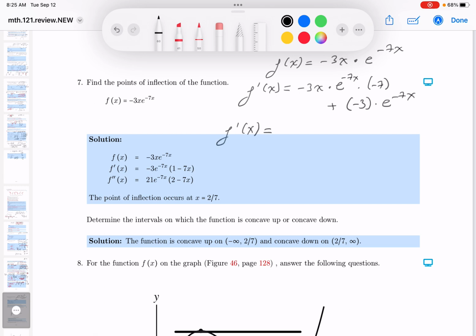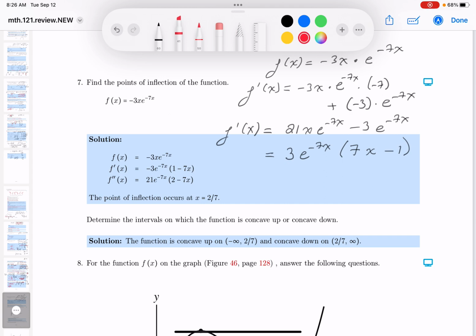So what do you get there? And I'm kind of looking at it. I'm going to say, looks like you get 21x e to the minus 7x minus 3 e to the minus 7x. I'm going to factor out a 3, and I'm going to factor out an e to the minus 7x. What do you get there? 3e to the minus 7x times (7x minus 1).